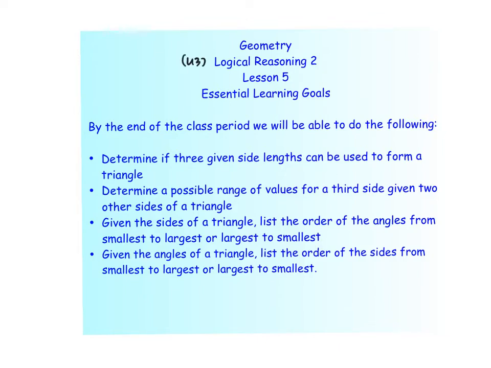Objectives for today are to determine if 3 given side lengths can be used to form a triangle, to determine a possible range of values for a third side given 2 other sides, and then we're going to look at ordering the angles from smallest to largest or largest to smallest based on side lengths given, as well as the other way around. So let's go ahead and get started.